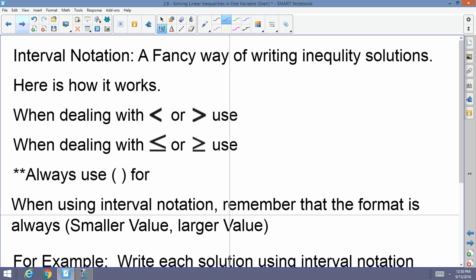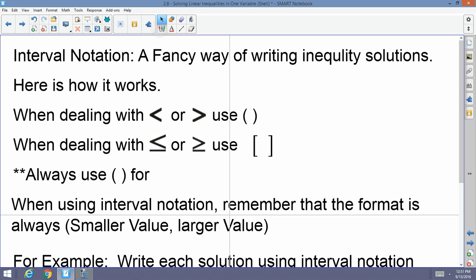Now, interval notation. Interval notation is a fancy way of writing inequality solutions. And here's how it works. When you're dealing with less than or greater than, you have to always use parentheses. When dealing with less than or equal to or greater than or equal to, you are going to literally use brackets.